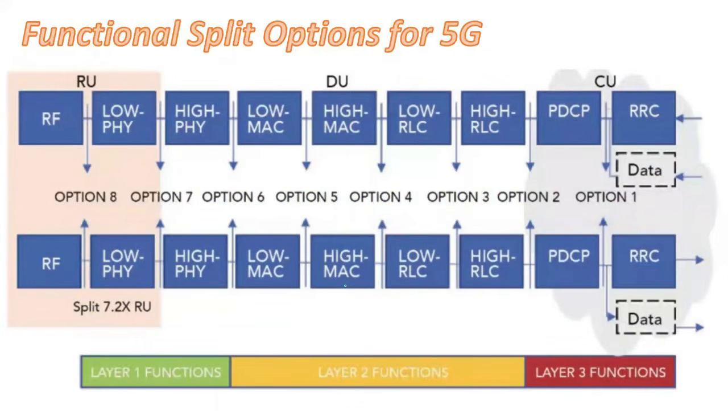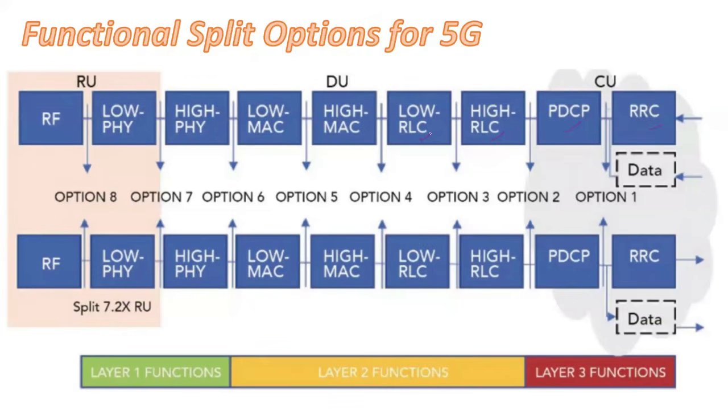Okay, so we have many split options available right now, right? Previously this was one BBU, right? So now we are introducing the functional split options. There is a possibility that in the CU you can see the RRC layer, or the PDCP layer, or the high RLC layer, or the low RLC. It depends on how the vendor or the operator wants to have the split, where they want to split.